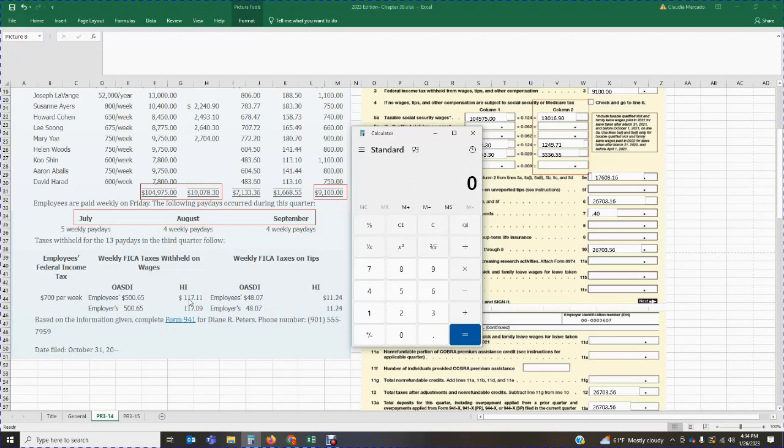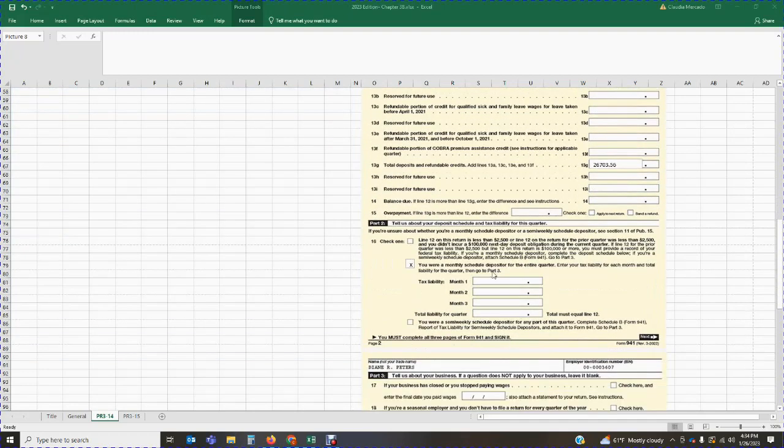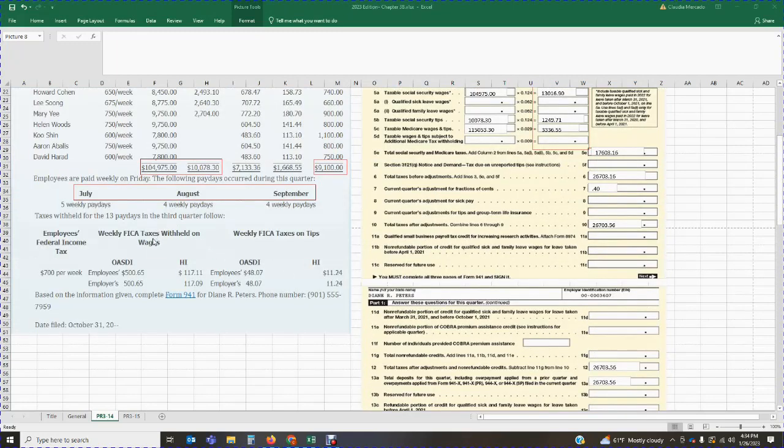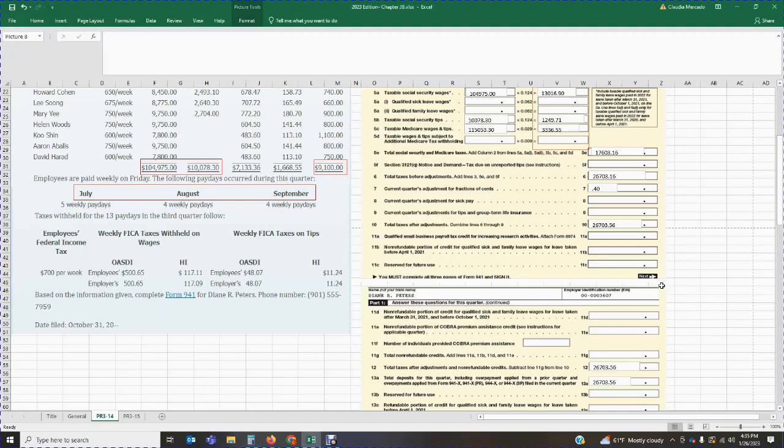Okay, so what did I do? In this case, when we're breaking down the amounts by month down here in part 2, we're adding all of our taxes, whether it be our federal, OASDI, or HI. So let's do the math again. We're going to get first federal, 700. Then 500.65 for the employer, 500.65 for the employer, 117.11 for the employee, 117.09 for the employer, 4807 for the employee, 4807 for the employer, 1124 for the employee, and 1124 for the employer. That gives me 2054.12. Okay, that number we multiply times the number of paydays, which we have 5, and that gives me 10,270.60.